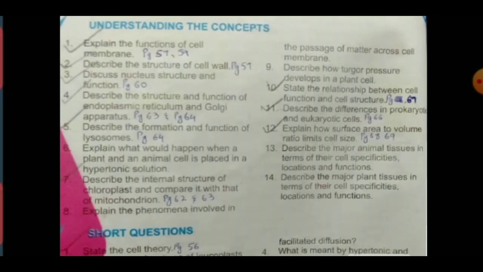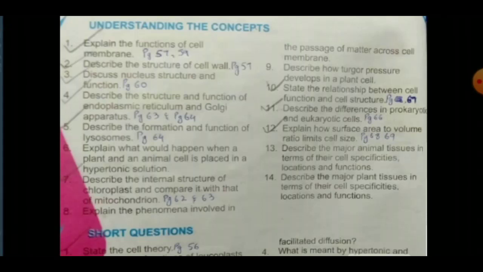Describe the internal structure of chloroplast and compare it with mitochondria. In this question, first of all, you will explain the internal structure of chloroplast, that is given on page number 63, in which you will describe the thylakoid, stroma, granum, and then you will give a comparison between mitochondria and chloroplast. Now come towards question number 10.